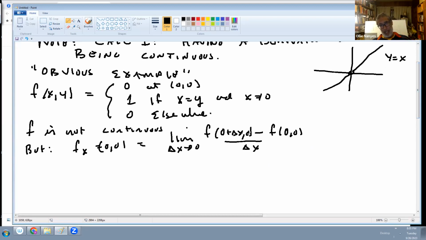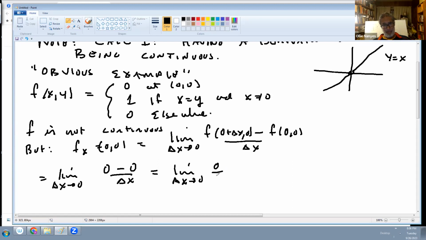Well, keeping in mind that delta x is not exactly 0, this means that we're in this part of the definition because this is not 0. So this is a limit as delta x goes to 0 of 0 minus 0 over delta x. And that's clearly 0. And similarly, f sub y of 0, 0 is also 0 for the same reason.